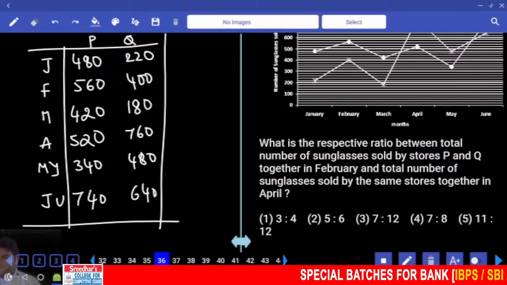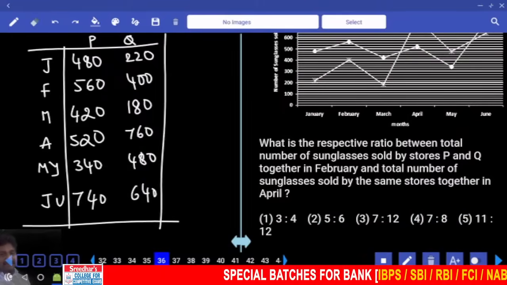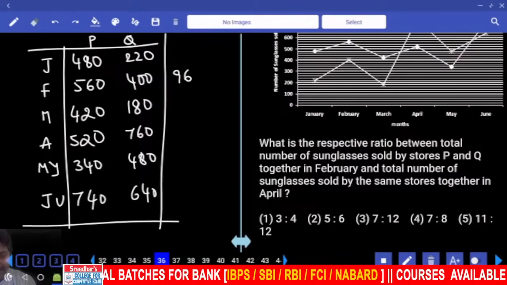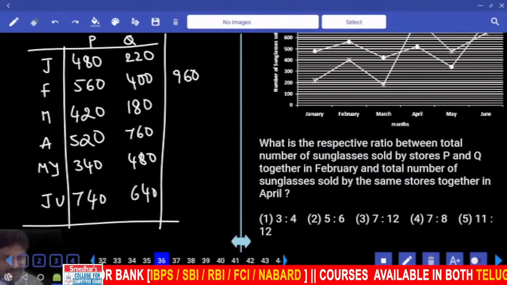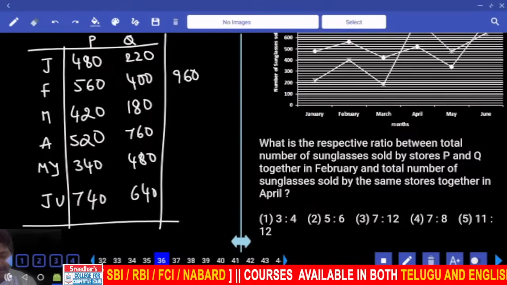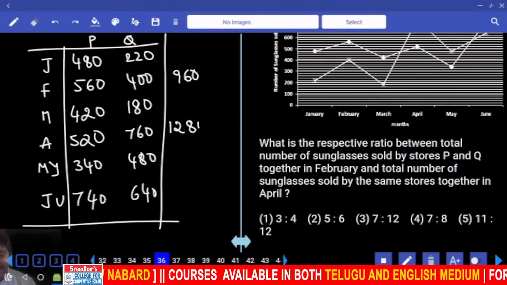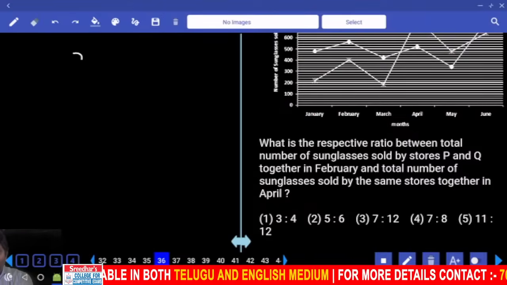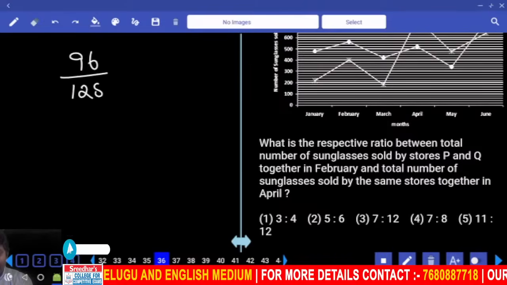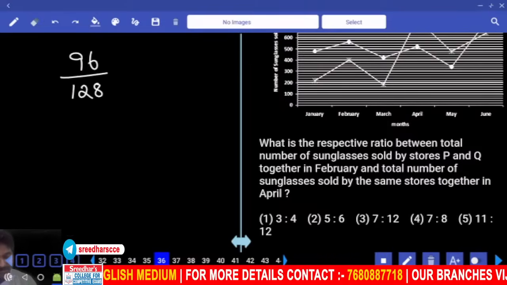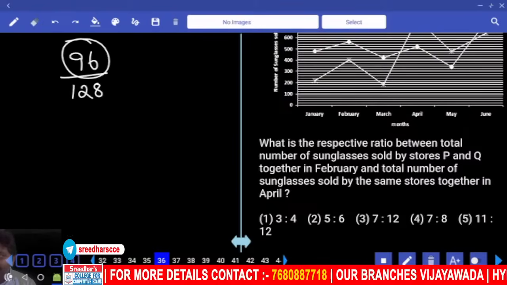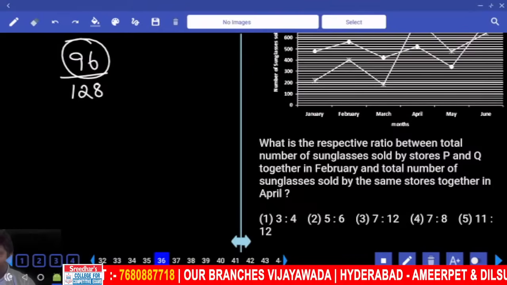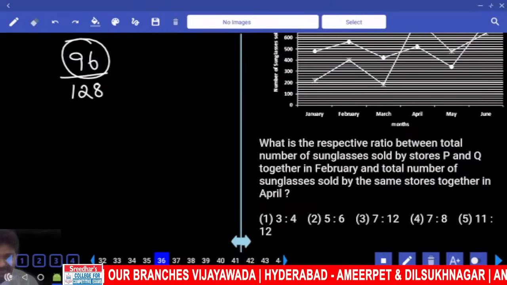What is the respective ratio between total number of sunglasses sold by PQ together in February? PQ together in February 960, and sunglasses sold by the same stores together in April 1280. 0 can be cancelled. 96 by 128. Correct? Yes. Your first number is 3 multiple. Denominator, do you have 3 multiple? Then your first answer, first number must be 3 multiple. Like that, how many options are there?